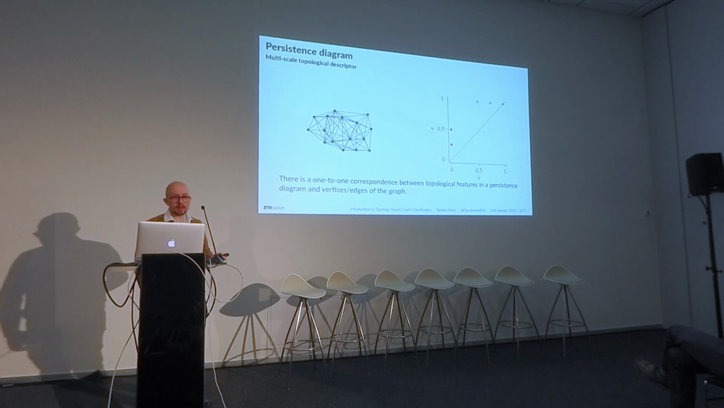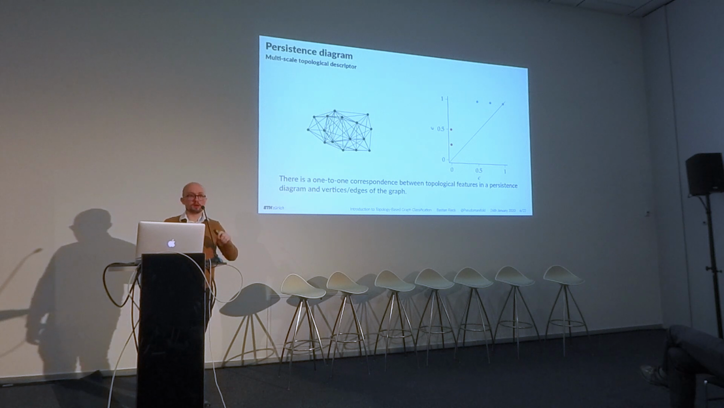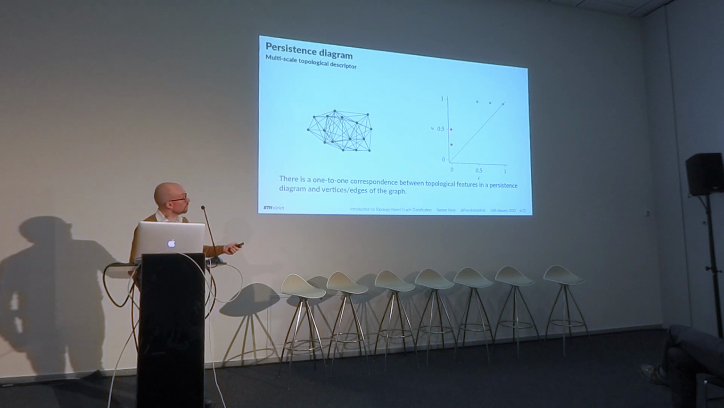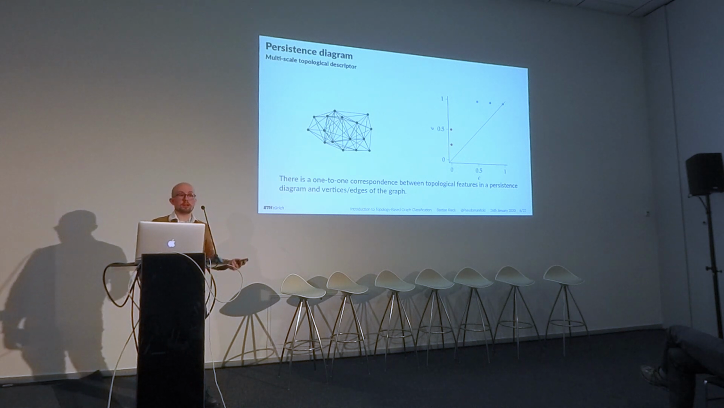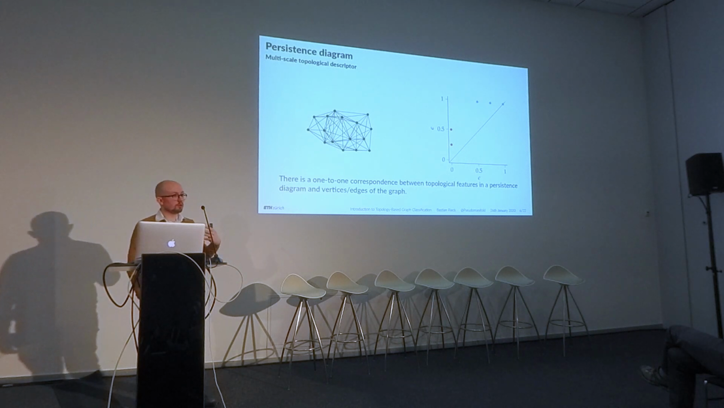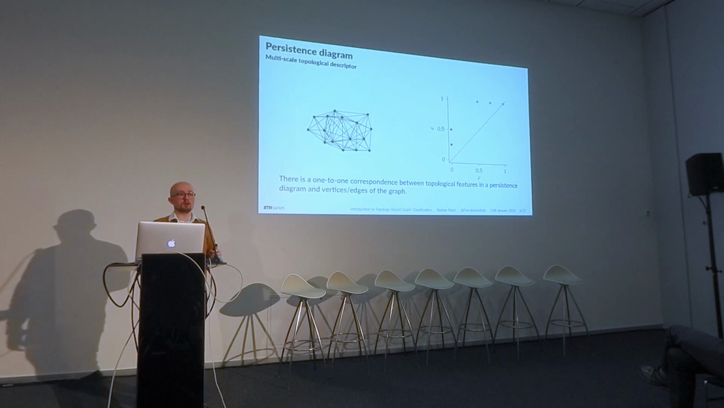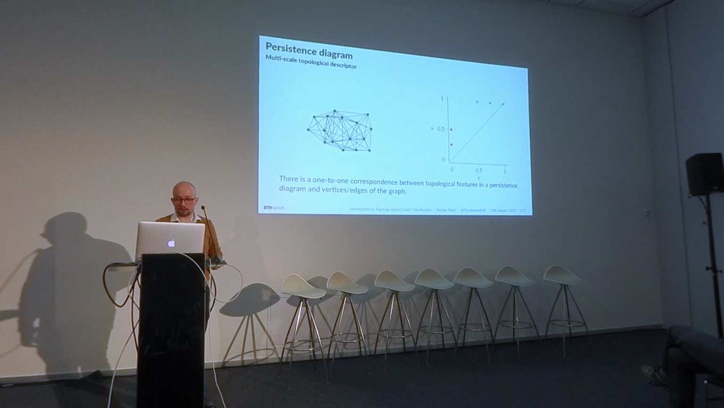And the nice thing is, at least in the graph domain, if we remain at the graph level and if we restrict ourselves to connected components and cycles, we actually have a very nice one-to-one correspondence between points in the persistence diagram and vertices or edges in the graph. So this is quite nice. This is something that you lose when you go to point clouds, which sometimes can make it a little bit harder to trace back your topological features to an actual feature in your data. But in the graph domain, we kind of have our work cut out for us, which is nice.